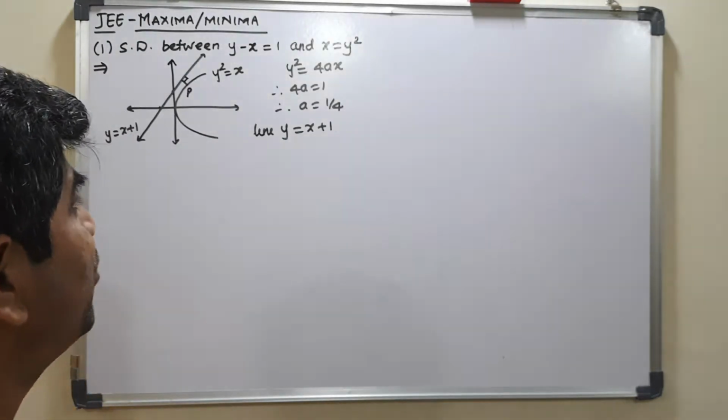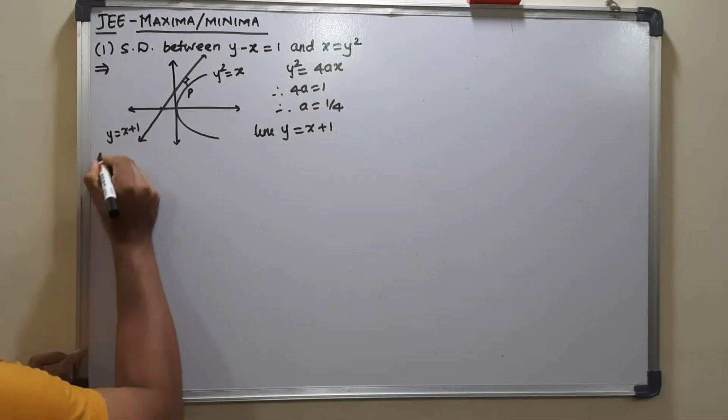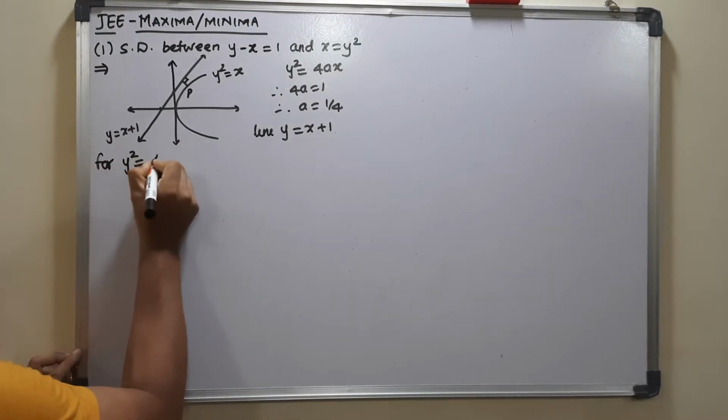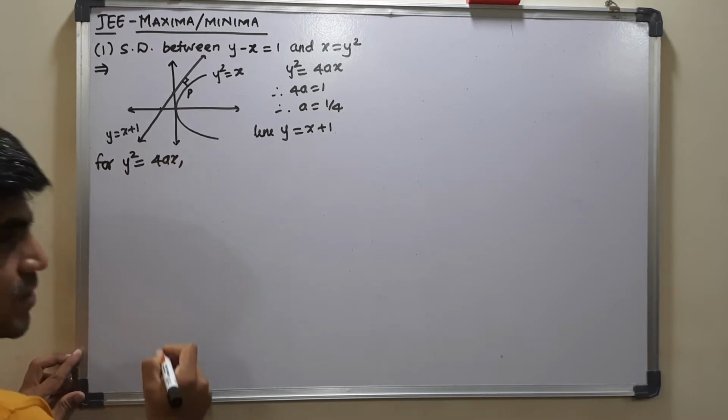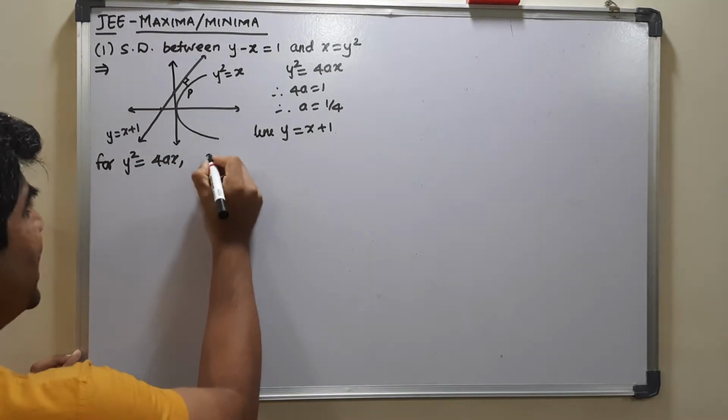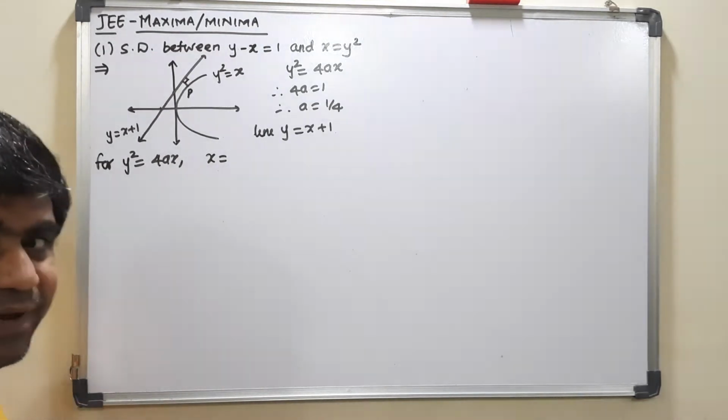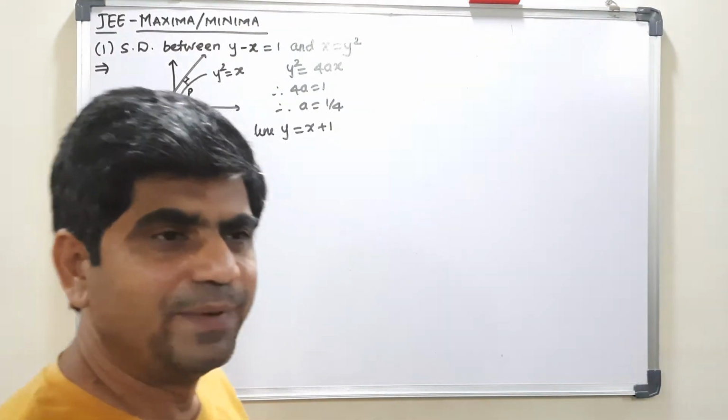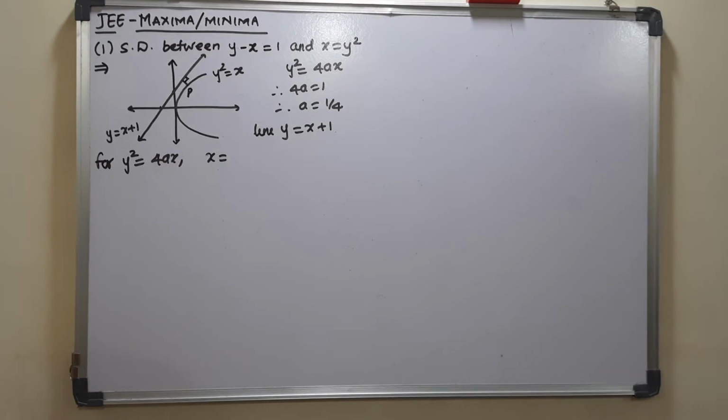The parameter for y square is equal to 4ax, your x is equal to... you already know what the parameter is, but if you do not know, then put it in and see what your parameter should be.